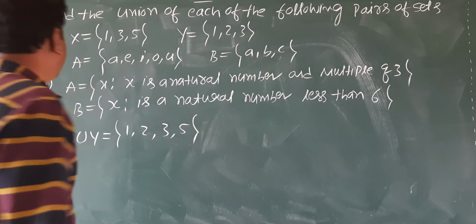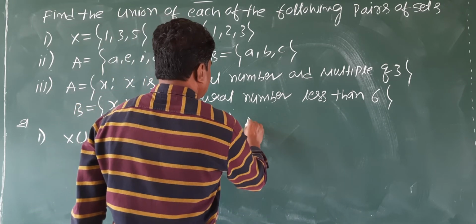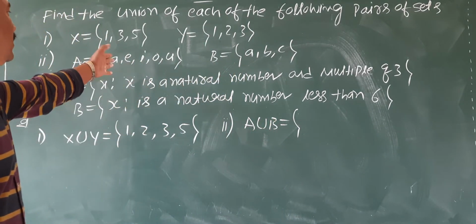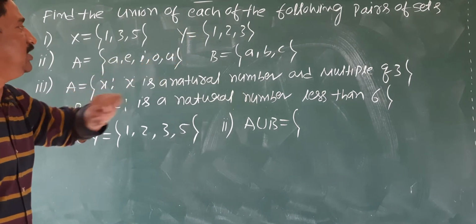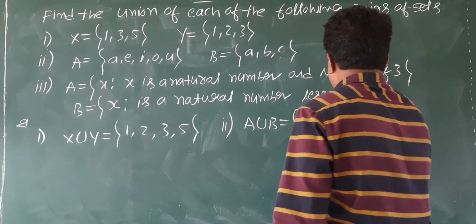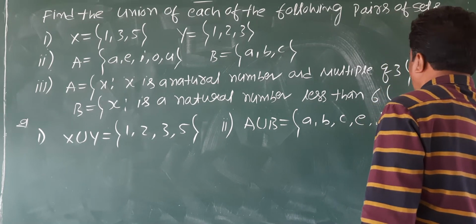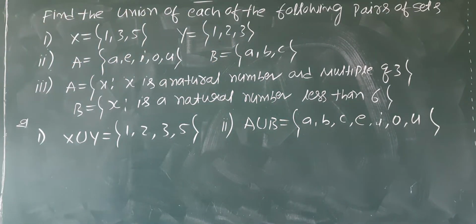Now let's go for one more question. Second question, A union B. A is the set of all vowels of the English alphabet, and B is consonants. A union B is A, B, C, E, I, O, U. No element is repeated in A union B.